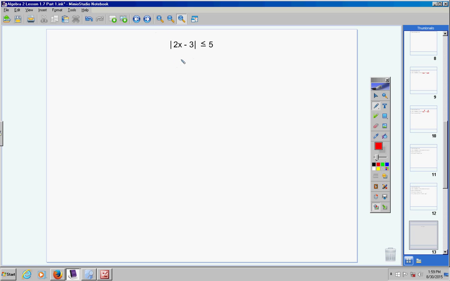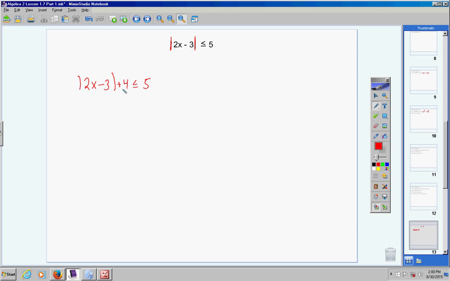Now, step 1 says isolate the absolute value, okay? Isolate the absolute value. Well, first of all, it's already isolated. I mean, here's your absolute value, and it's all by itself. Now, when I say isolate, here's what I mean. If you had a problem like this, don't copy this down, just watch. If you had a problem like this and you had plus 4 right here, or positive 4, then the absolute value would not be isolated.